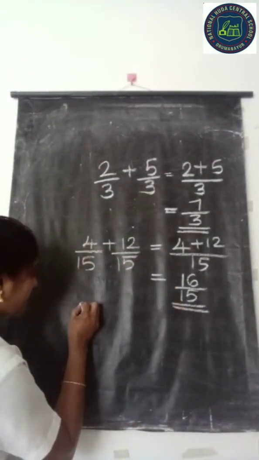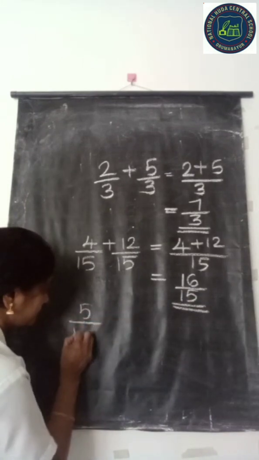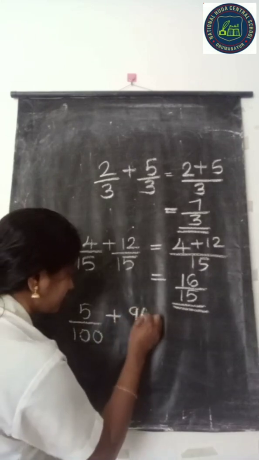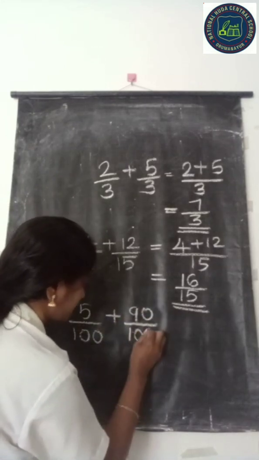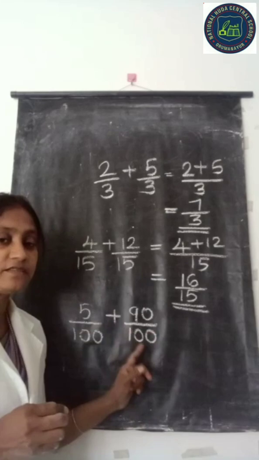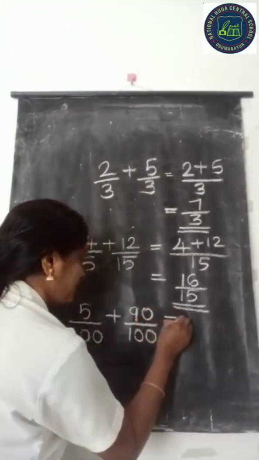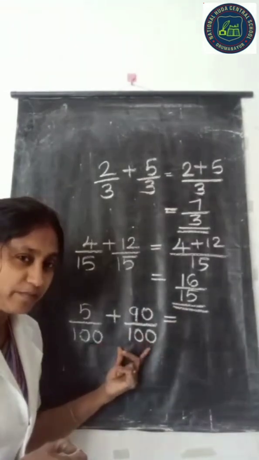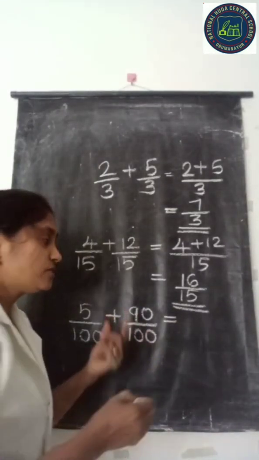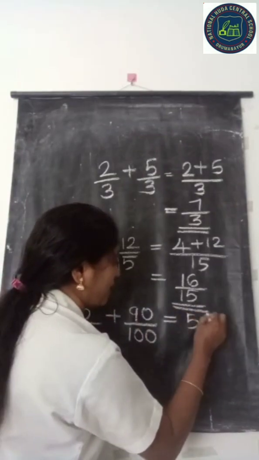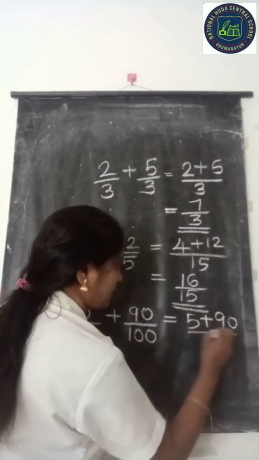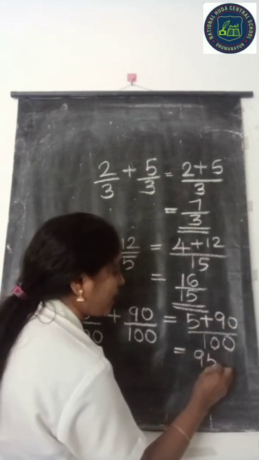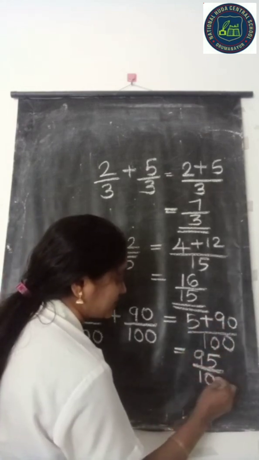One more question. 5 by 100 plus 90 by 100. Here the denominator is 100 and the denominator here also 100. That means these two are like fractions. So we can add the numerators. 5 plus 90 divided by 100. That's equal to 90 plus 5 equal to 95. 95 by 100 is the answer.